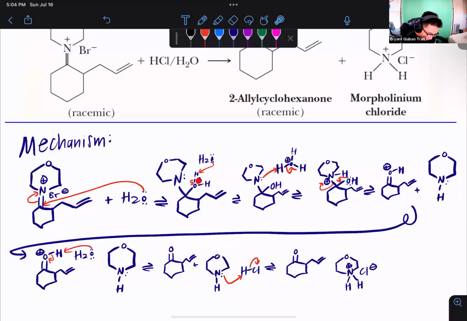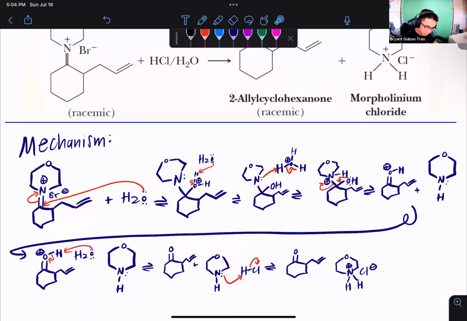And here's the proton transfer step. We are going to protonate the group that we want to leave and deprotonate the group that we want to stay. So we want the water group to stay. So we're going to keep deprotonating it until it's neutral. And then we want this amine group to leave. So we're going to keep protonating that amine group until it becomes a good leaving group with a positive charge.